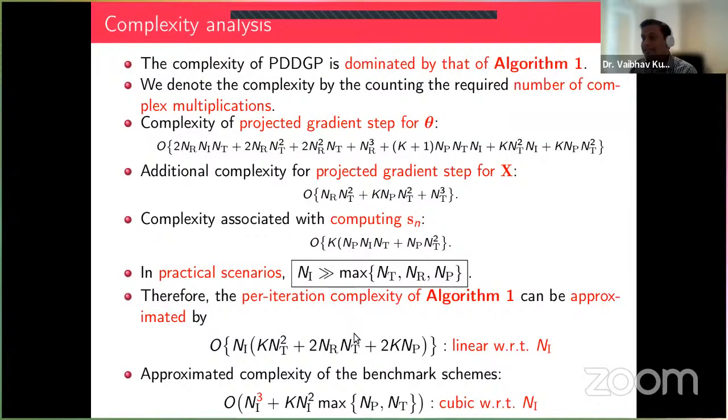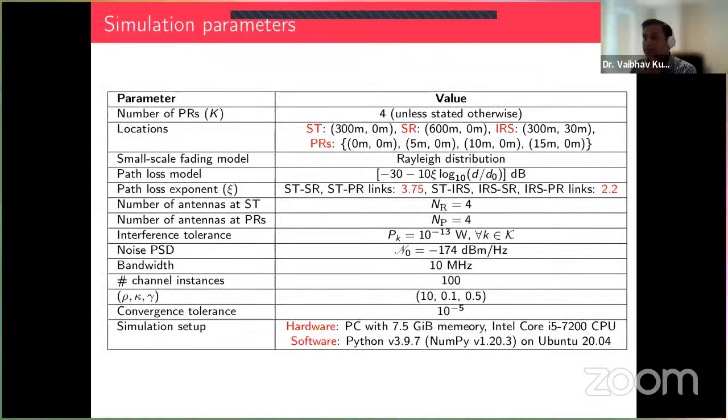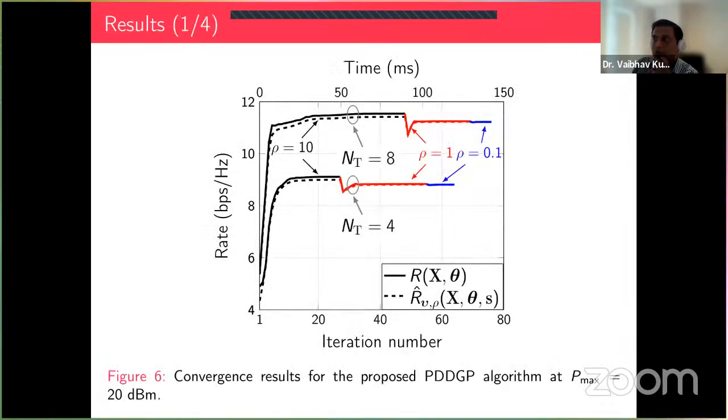So this algorithm is really good when you have a larger scale system. Here are some simulation parameters, and I will go to the results. So this is the result for one set of channel, where I show how this rate changes with the iteration. So you see this black line.